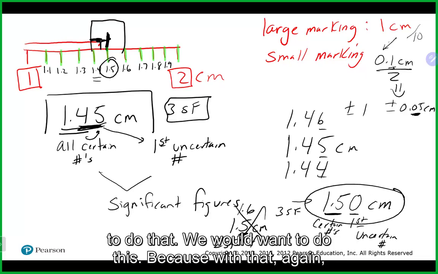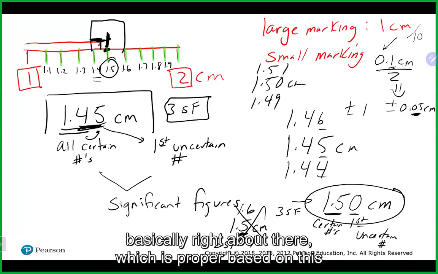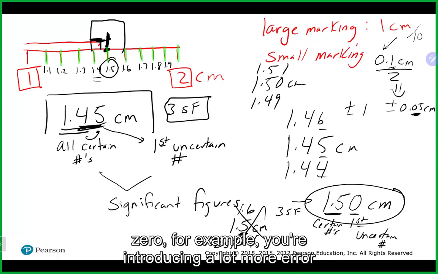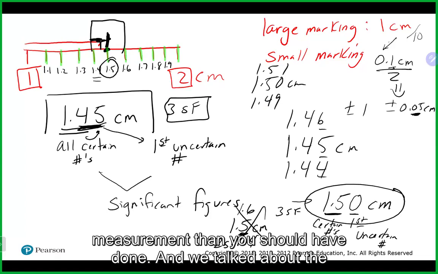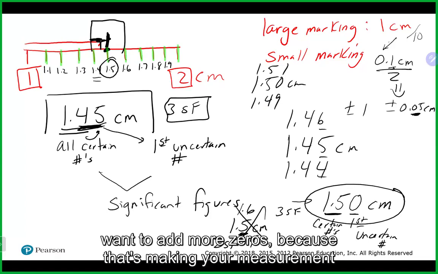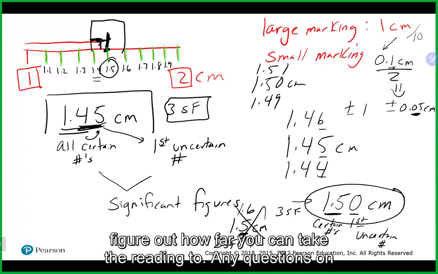We would want to do this, because with that, again, it's saying I have 1.50, maybe it's 1.51 or 1.49. That's proper based on this scale in terms of the error you should have. So by dropping that 0, you're introducing a lot more error into your measurement, making it a much worse measurement than you should have done. We talked about the other extreme as well, which is adding zeros. You don't want to add more zeros because that's making your measurement better than it should be based on the scale. So it's proper to figure out how far you can take the reading to.